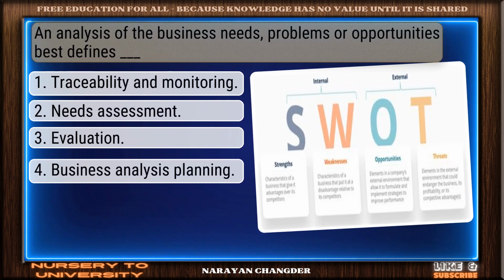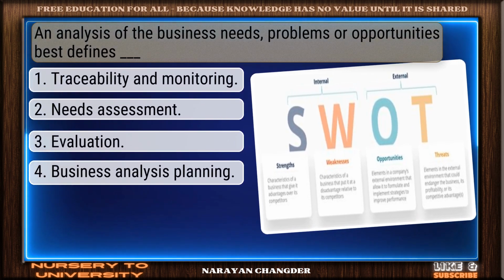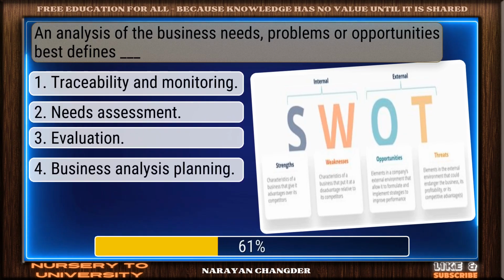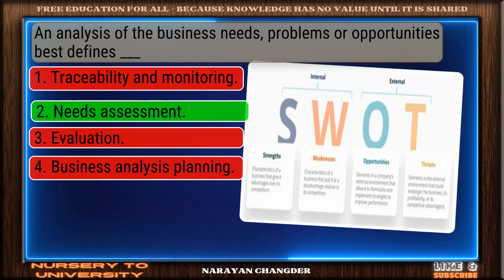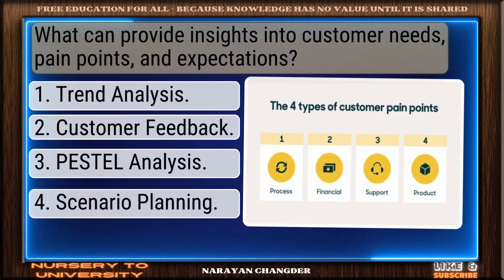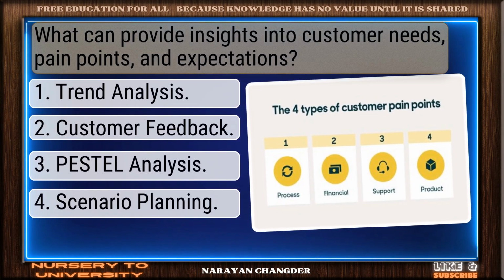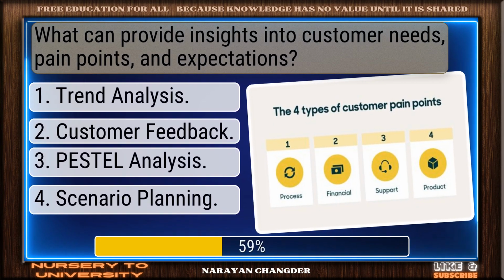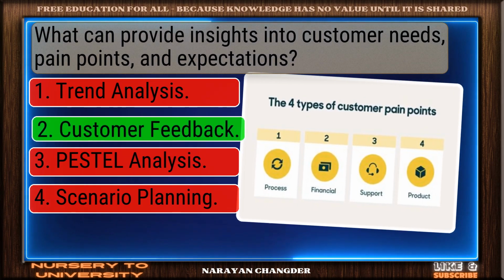Question number 7. An analysis of the business needs, problems, or opportunities best defines dash. Right again. Needs assessment is a valid answer. Question number 8. What can provide insights into customer needs, pain points, and expectations? Valid point. Customer feedback is true.